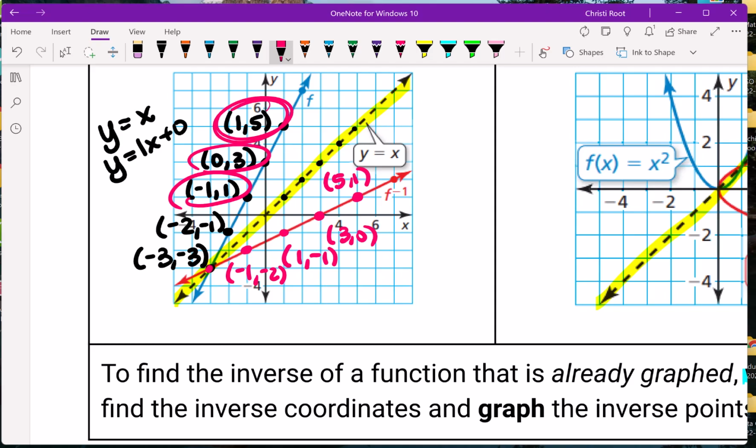So if you have a question on your ACT and you don't have time to graph it, you can just imagine that line of symmetry and see if they're going to be inverses of each other. But you do have to remember you have that line of symmetry.